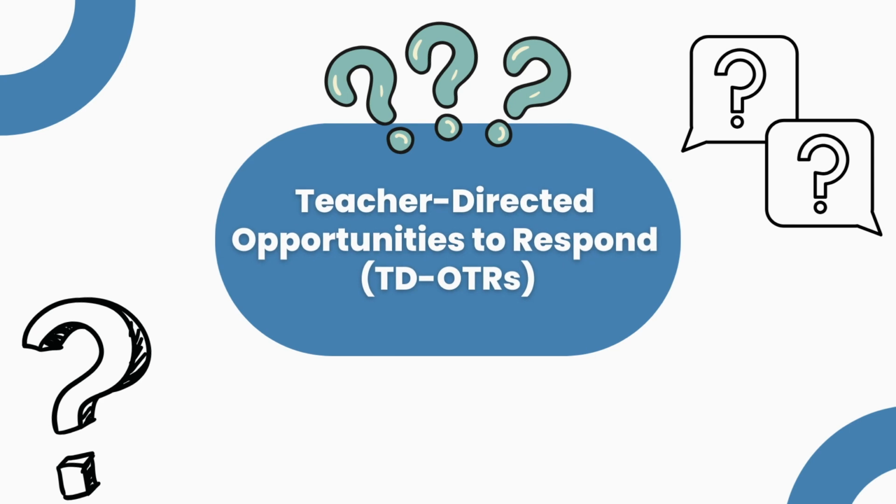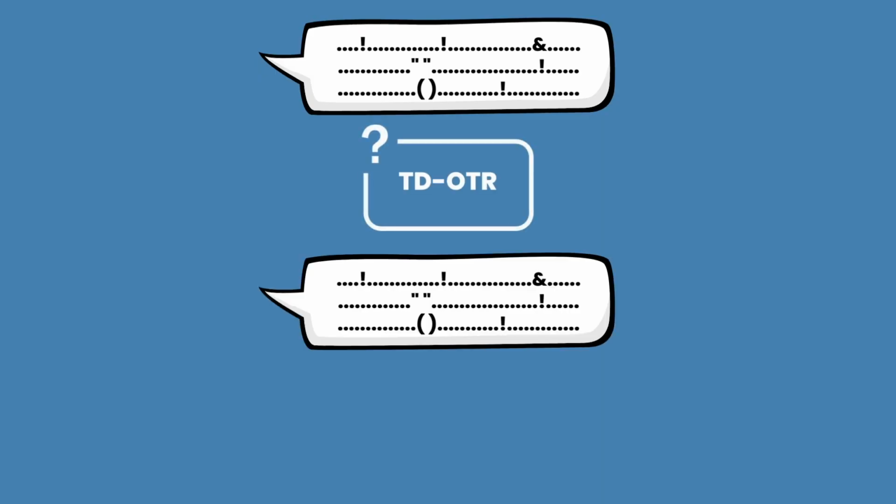You already know it's important to use questions to engage your students. The questions you ask during your lesson are known as teacher-directed opportunities to respond. TDOTRs are basically short breaks in your lesson that prompt students to do some quick action or to answer quick questions, giving your students a chance to interact with the information you're teaching.